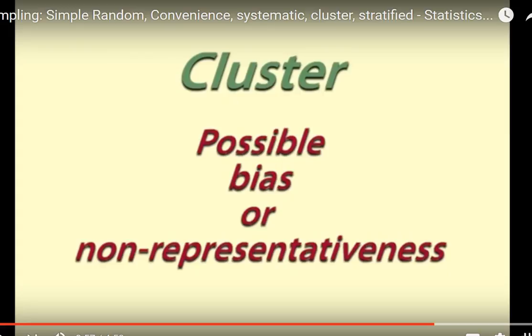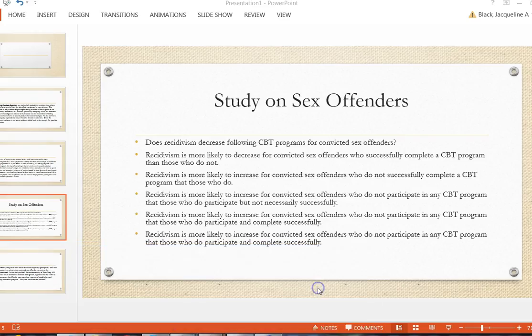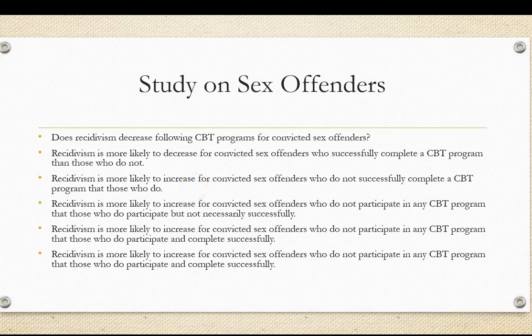So within our examples here for our hypotheses, cluster sampling would not be appropriate if we are only studying recidivism following programs, because we're not looking at any other elements within our sample. Now, if we wanted to compare, let's say, males and females, for those that were convicted sex offenders, then we could use cluster sampling because we would separate into one of males and one of females. And then we would want those to be similar and bring them into our sample. But within what we're looking at right here, this would not be appropriate.